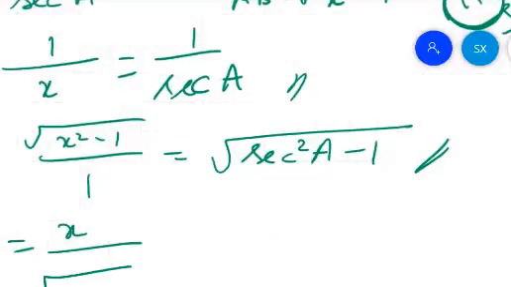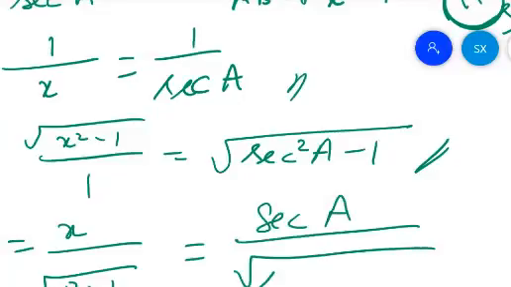Root x square minus 1. We already took what is x, you should write out. Secant A divided by square root of secant square A minus 1. Super. So we got the answer. So sin over, cos over, tan over, cosecant is over. Next is secant, already done.